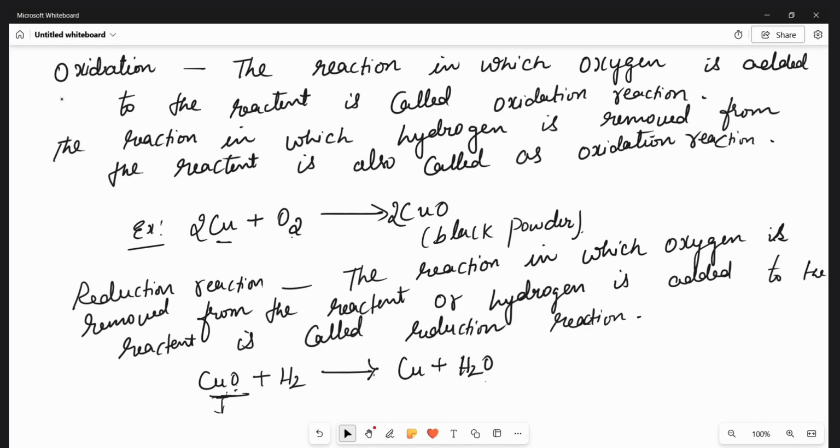Redox means both oxidation and reduction will be there in the reaction. Then we call it a redox reaction. Here the hydrogen is oxidized, whereas the copper oxide is reduced. So both are there, and we call it a redox reaction. In the book also they have given this reduction example because copper oxide is reduced.